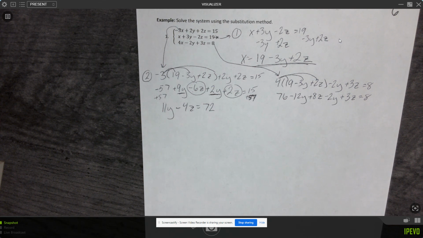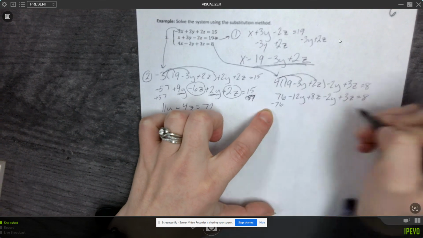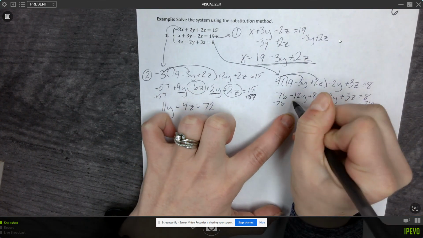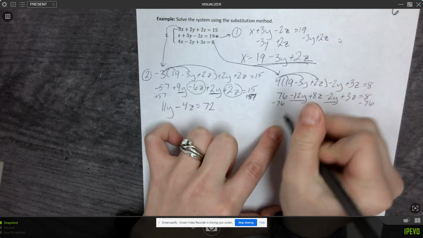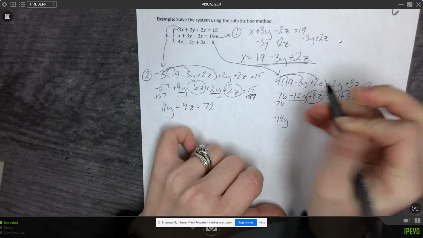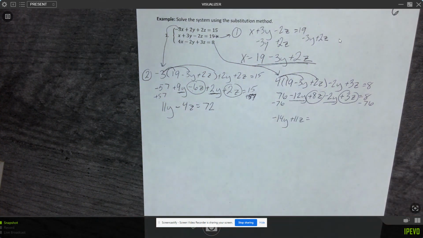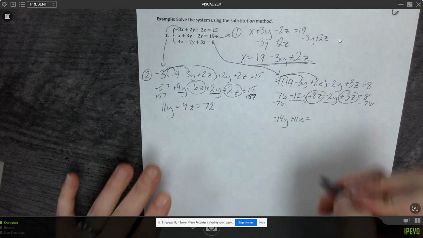Combine your y's, combine your z's, move your constant. So this positive 76 needs to get subtracted. Negative 12y minus 2y is negative 14y. 8z plus 3z is 11z. And what do we got? 8 minus 76 is negative 68.